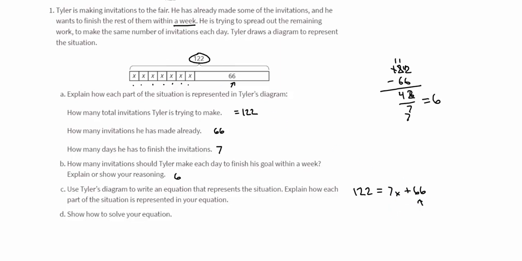So how do we solve this? We would subtract 66 from each side. And we did that up here, right? So we end up with 7x is equal to 122 minus 66 is 42. Then we divide by 7, and x is equal to 6.